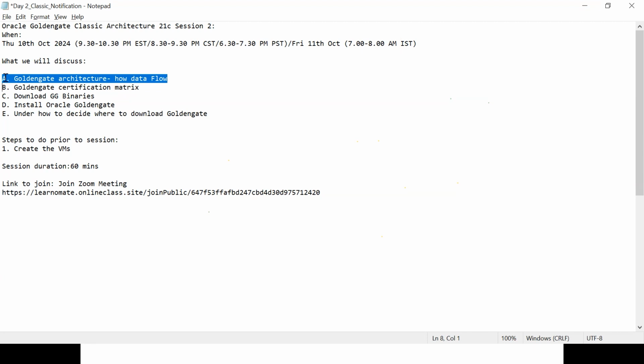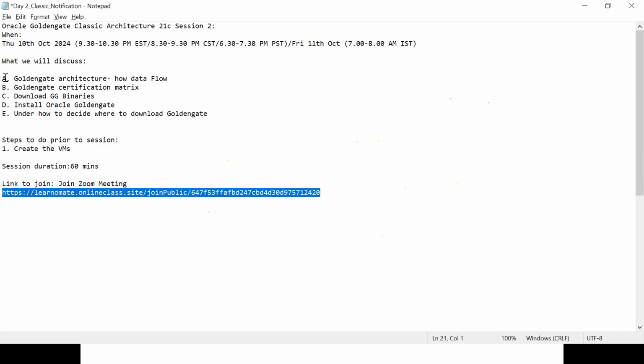Okay, so the step to do prior to the next session is to create the virtual boxes. The virtual boxes are shared with you for the training enrolled students. They are also available over the WhatsApp group for the enrolled students. Tomorrow's session link also remains the same. The first two sessions are public and available for everyone, but after that, it is only available for training enrolled students.